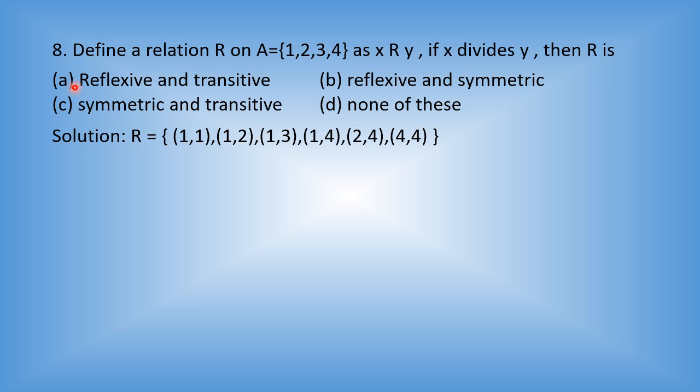Therefore, we can delete option A and option B, because they state that the relation R is reflexive. So A and B will not be the answer here. Let's check the remaining options. Let's check symmetric. Ordered pair (1, 2) is there, but ordered pair (2, 1) does not belong to the relation R. Therefore, clearly R is not symmetric. Therefore, option C is not the answer here. So, option D, none of these.